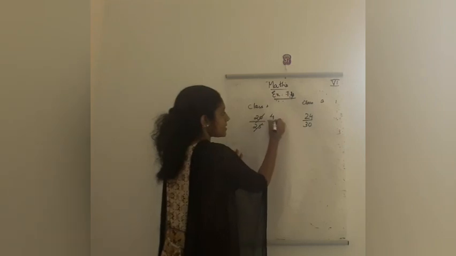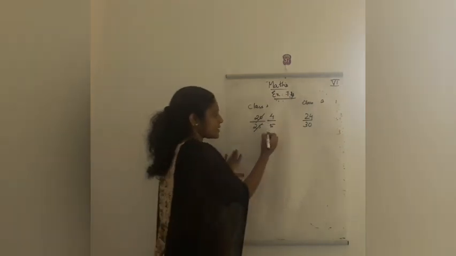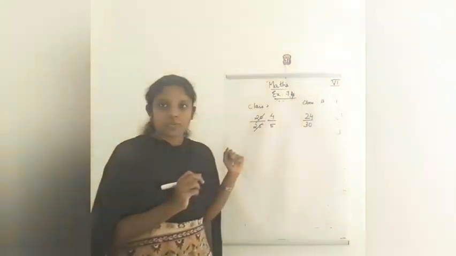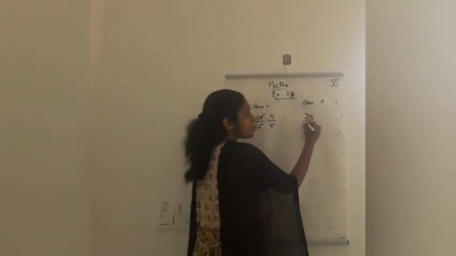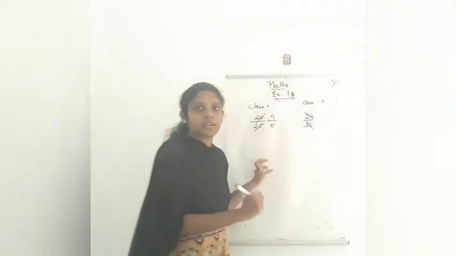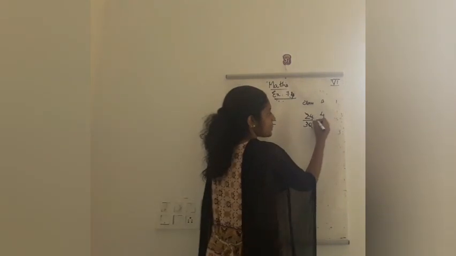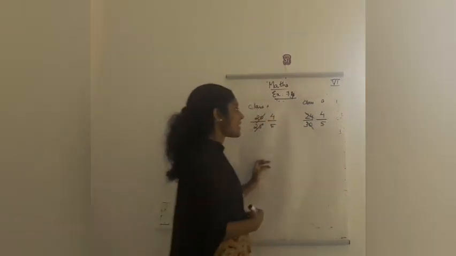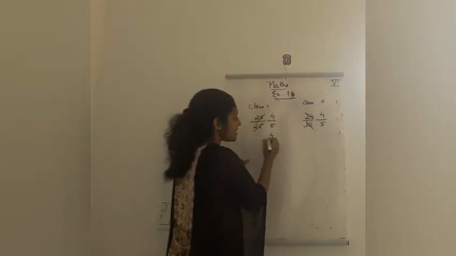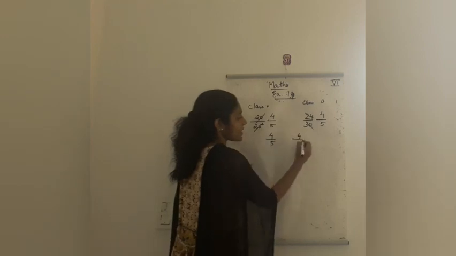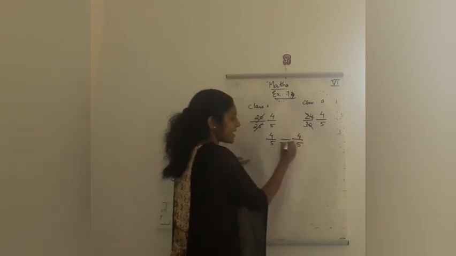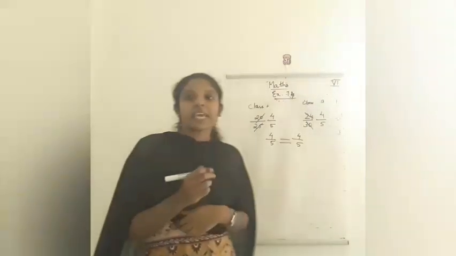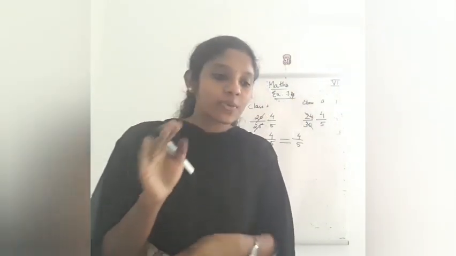5 into 4s are 20 and 5 into 5s are 25. 4 by 5, further you cannot simplify. For 24 and 30, we can go in the 6 times table. 6 4s are 24 and 6 5s are 30. So you can see 4 by 5 and 4 by 5 are the fractions, which are equal. So class A and class B have an equal number of students who scored 60% or more.